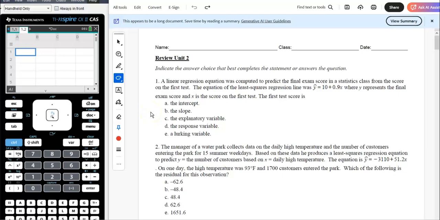Okay, so the equation for least squares, y represents the final exam score and x is the score in the first test. So x is the score on the first test. The first test score is the explanatory variable x. I think that's right.